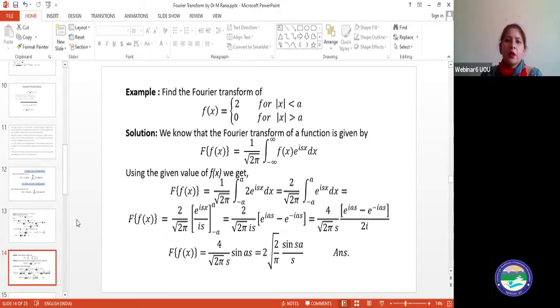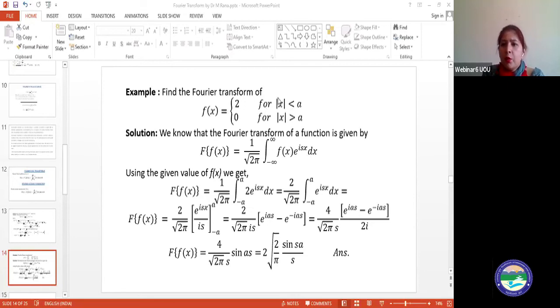Now you have to find out the Fourier transform of this type of function. The formula for the Fourier transform is 1 upon root 2 pi, integration from minus infinity to plus infinity of f(x) e raised to power isx dx. You just have to put the f(x) value from here.